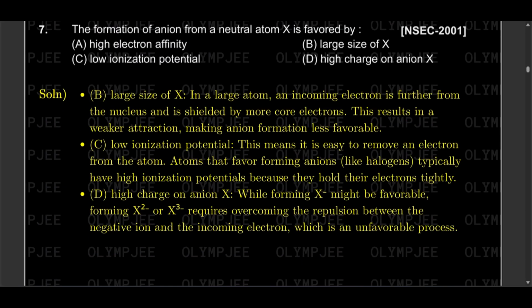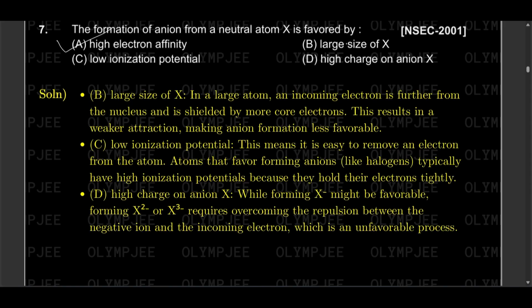So moving on to question 7, it is asking, the formation of anion from a neutral atom X is favored by. Okay, so formation of anion means adding the electron. So if the neutral atom would have high electron affinity, so on adding the electron, more energy will be released and it will form a stable compound. So option A should be correct. Let us see the other options also.